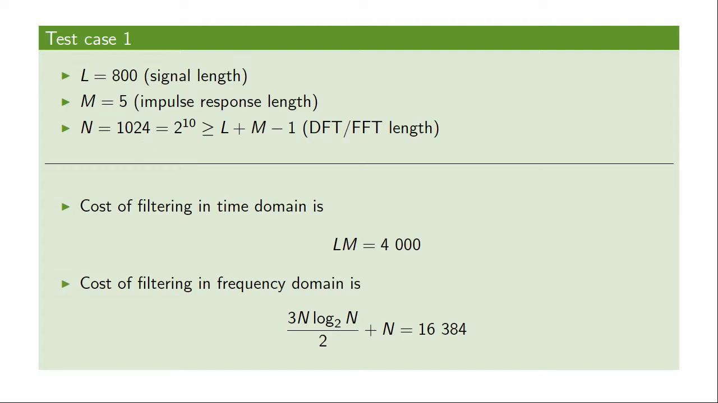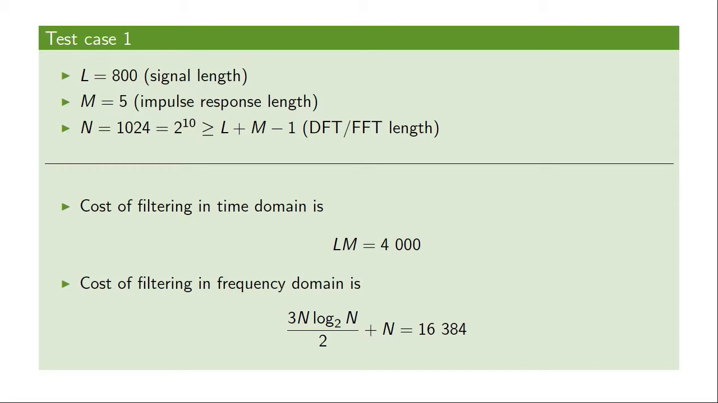So for these numbers we can just compute the complexity. L times M, the cost of doing the filtering in the time domain using direct implementation, would be 4,000 in this case, so 800 times 5. If you evaluate the cost for doing the FFT-based filtering, you would end up with a number which would be 16,384. So for this particular case, we see that even though we use the efficient FFT algorithm to move between the time and the frequency domain, the number of multiplications required to do the filtering in the frequency domain is larger than the number of multiplications to do the filtering in the time domain, so it's roughly 4 times larger.